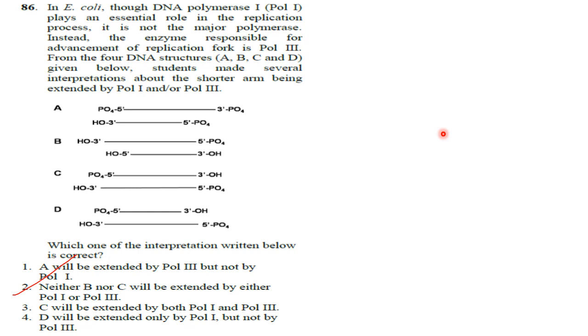Now, whether it is DNA polymerase 1 or polymerase 3, they both are template dependent. Then polymerization takes place in the 5' to 3' direction and it will add nucleotides only on the 3' OH group.